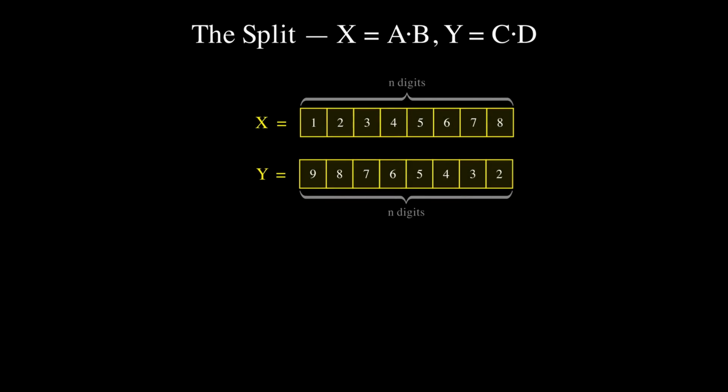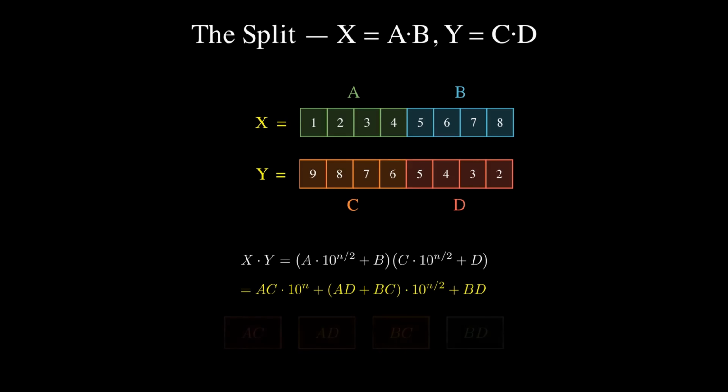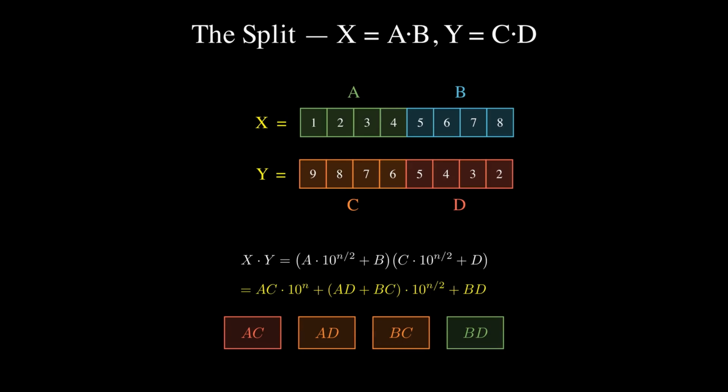Take x and y each with n digits, break each in half, write x as a times 10 to the half n plus b, where a holds the top half of the digits and b holds the bottom half. Write y similarly as c times 10 to the half n plus d. Expanding the product of x and y gives an expression with 4 smaller sub-multiplications: a times c, a times d, b times c, and b times d, each on numbers with roughly half the original digits.